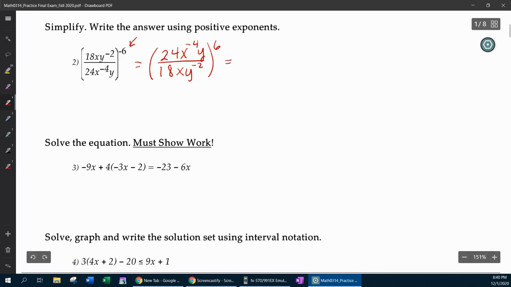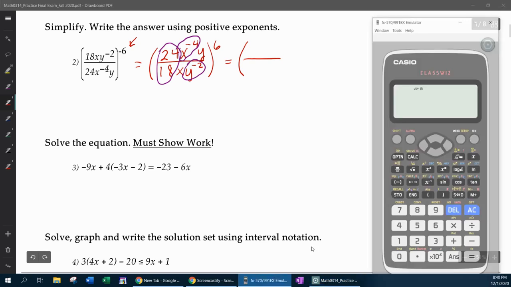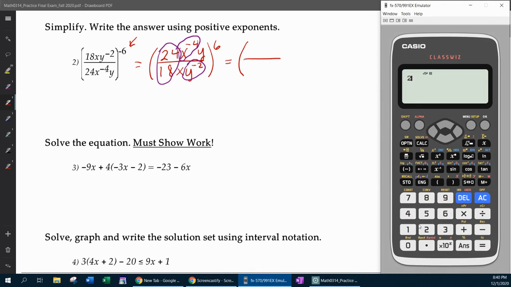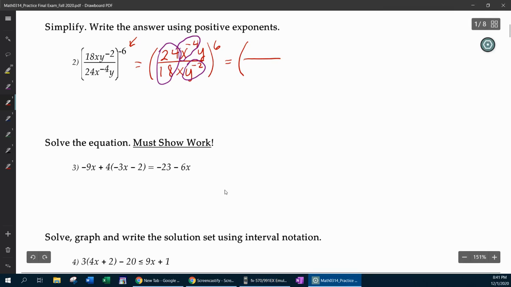Now, the next step is I'm going to reduce the 24 and 18, and any variables that have negative exponents, I'm going to make them positive. All right, so here we go. Next step, to do 24 over 18 reduced, I am going to use the handy dandy calculator because it has the ability to reduce fractions for me to lowest terms. And that's going to be 4/3.